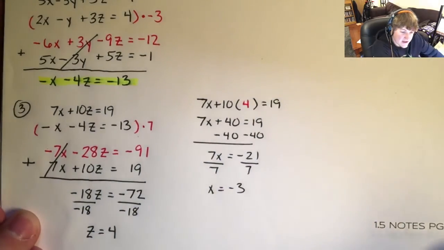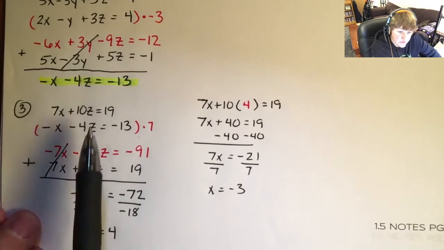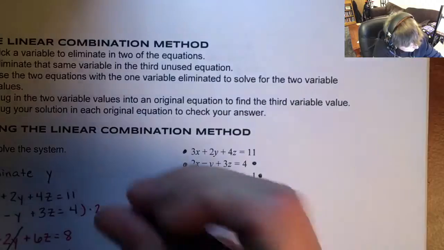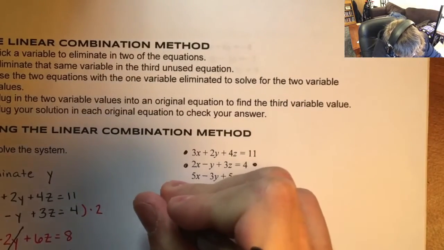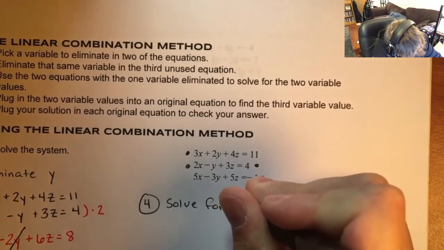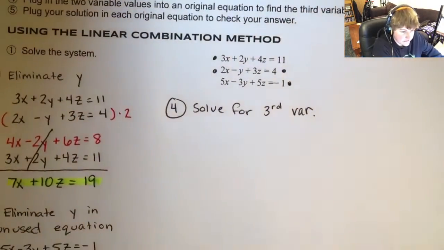Okay, so as I said, when you're done with 3, you should have two of your variables, the two variables left over, so not including the one that was isolated. Okay, so now I'm ready for the fourth step. The fourth step is going to be solve for the third variable. I'm just going to abbreviate that. We're going to solve for the third variable.